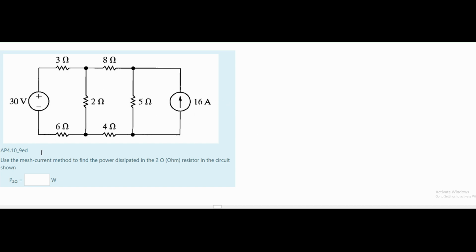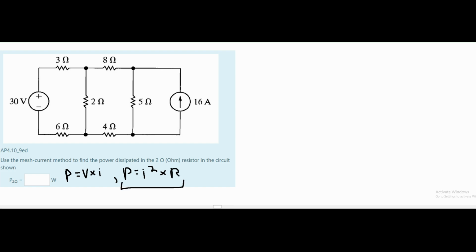In this circuit diagram, we're asked to use the mesh current method to find the power dissipated in the 2 ohm resistor in the circuit shown below. For power, we know we have a couple of different formulas. One is that power is equal to voltage times our current. We also know that our power is equal to our current squared times resistance.